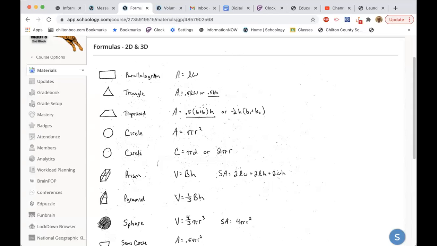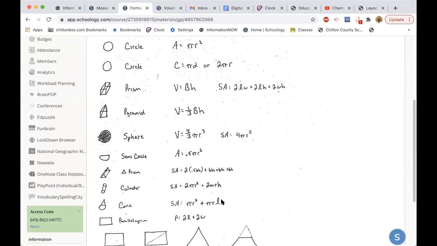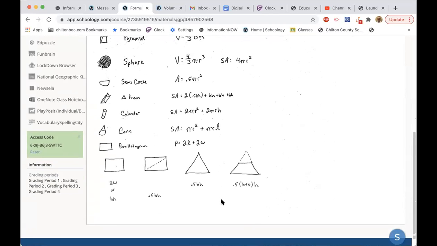If you're in my class, we have area of a parallelogram, area of a triangle, area of a trapezoid, area of a circle, circumference of a circle, and then in this unit we did volume of a prism, big BH, area of the base times the height, pyramid, 1/3 big BH, 1/3 the area of the base times the height, and a sphere, 4/3 pi r cubed. There are also some other formulas on here.